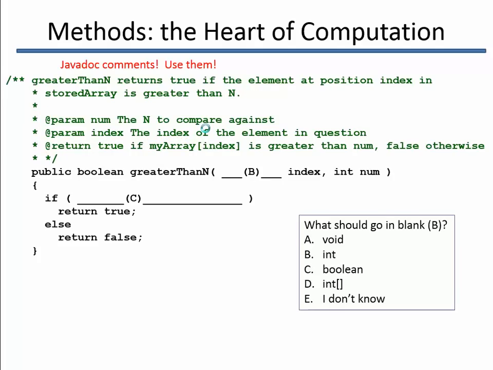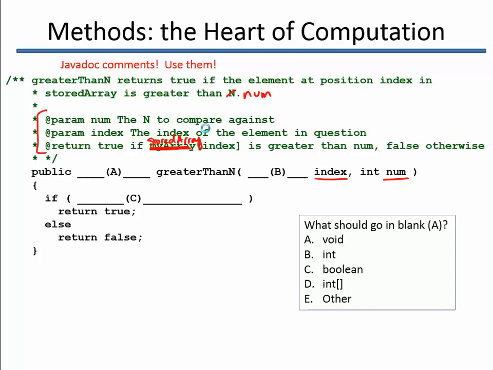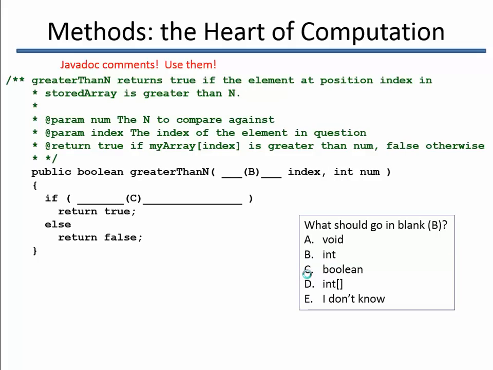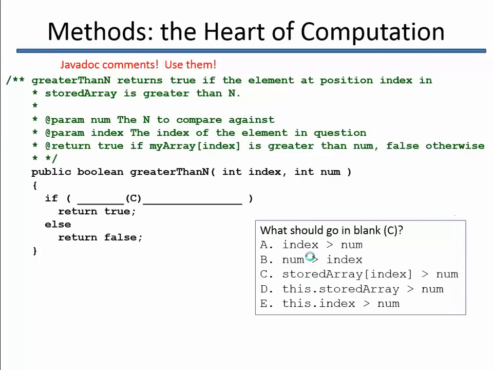All right, so if you figured that out, the first thing you should have figured out is that in blank A, we'll want to put the word boolean. Why boolean? Because this method is supposed to return true or false, and blank A is where the return type goes. So true or false is a boolean value. In blank B goes the type of that first parameter. That's the index of the element that we're going to compare against. Indexes into arrays always have to be integers, so into blank B should go the keyword int.